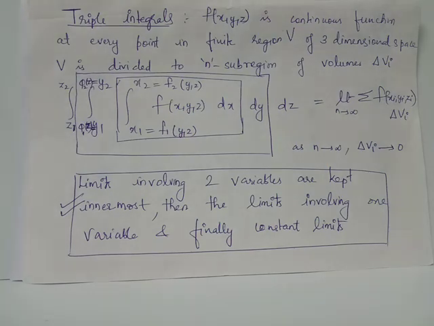From the examples, it's clear that whichever variable has constant limits, integration with respect to that variable will be performed last, and integration with respect to the variable having non-constant limits involving two variables will be performed first.